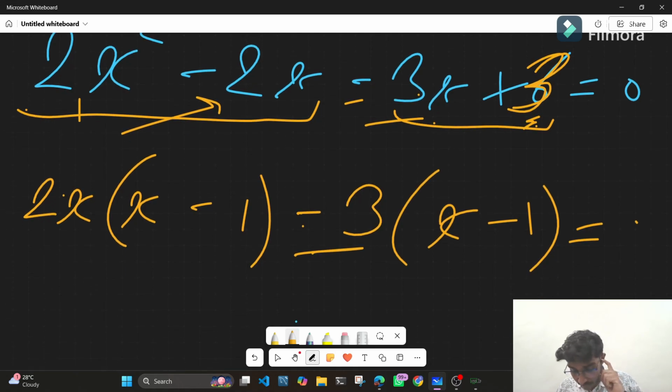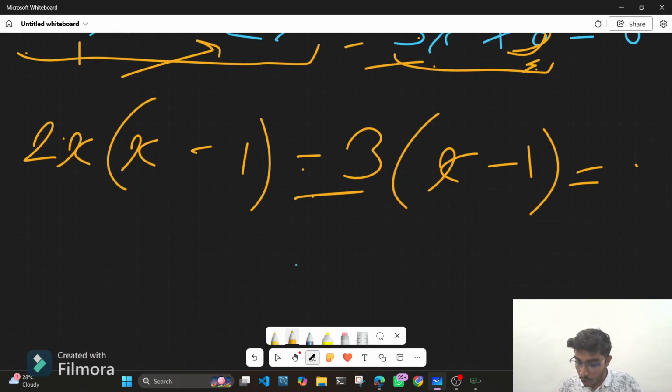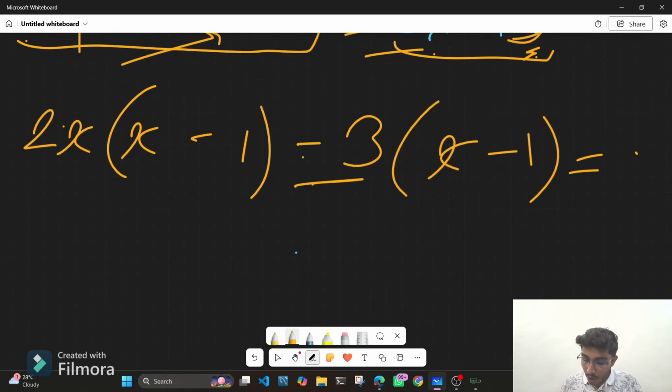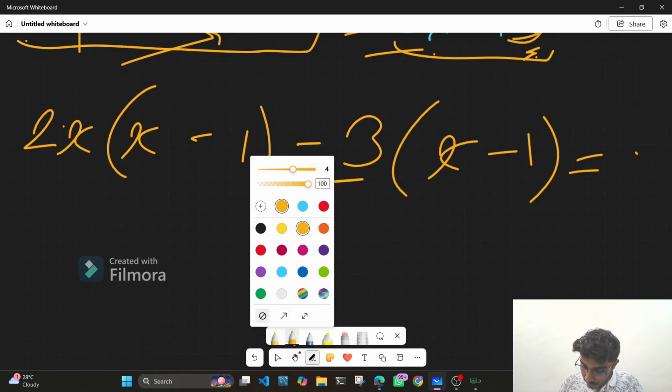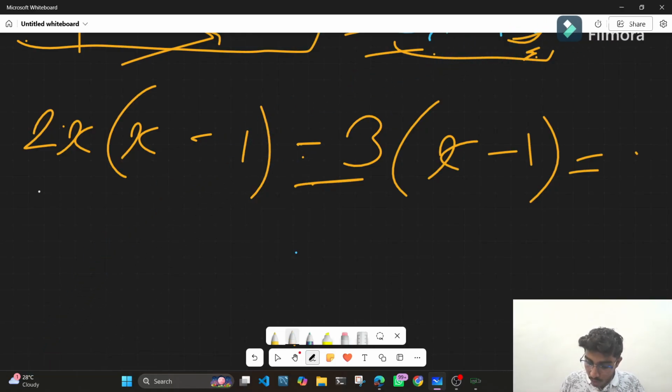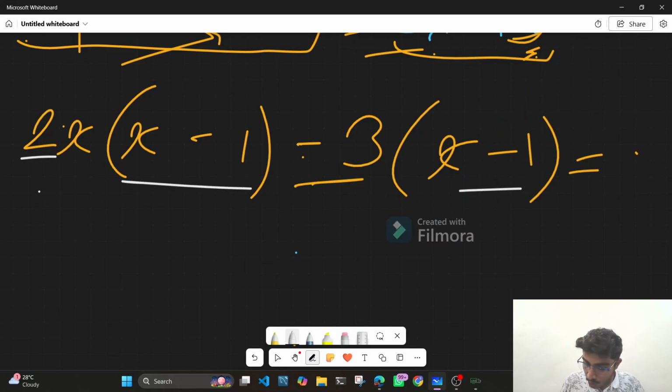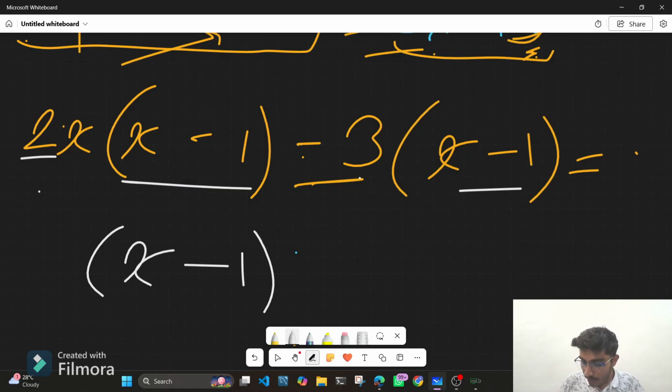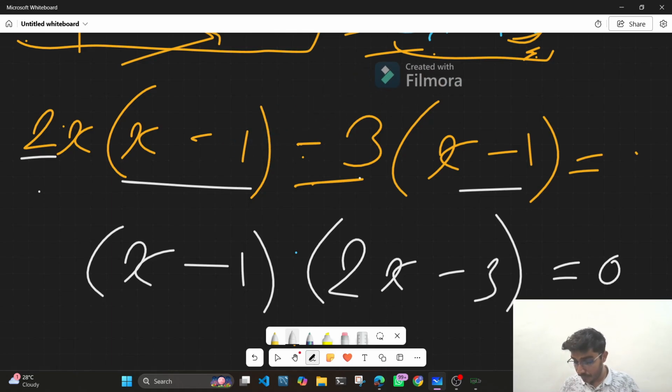So we have taken something common out from both the terms, and I have got one common bracket. So what we are going to do is take this one bracket and one bracket from these two terms, that is 2x and minus 3. So basically, what we'll get is x minus 1 and 2x minus 3 equal to 0.